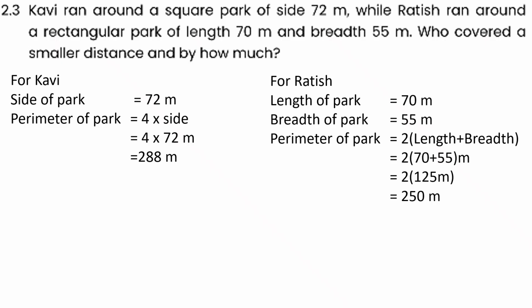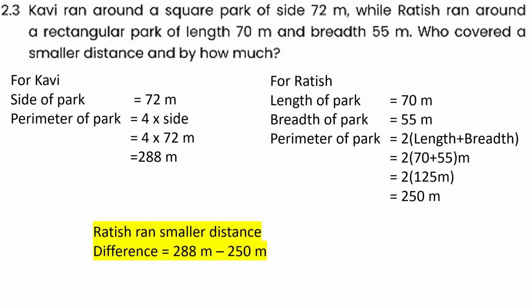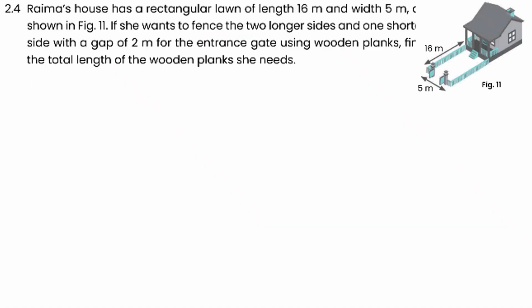So you can see 250 meter is less than 288 meter. So Ratish's run is smaller. Ratish covers the smaller distance and the difference is 288 meter minus 250 meter, you can subtract it and get the answer. Next question.